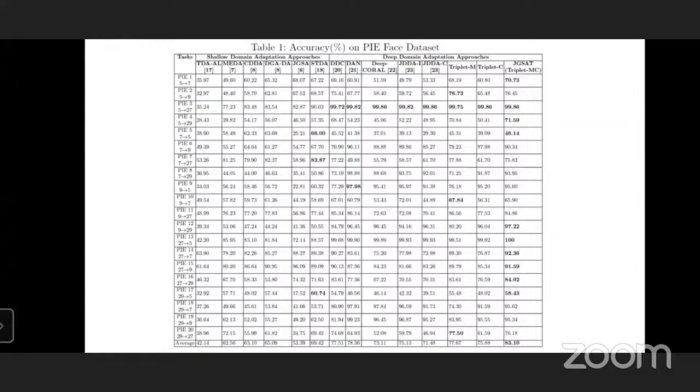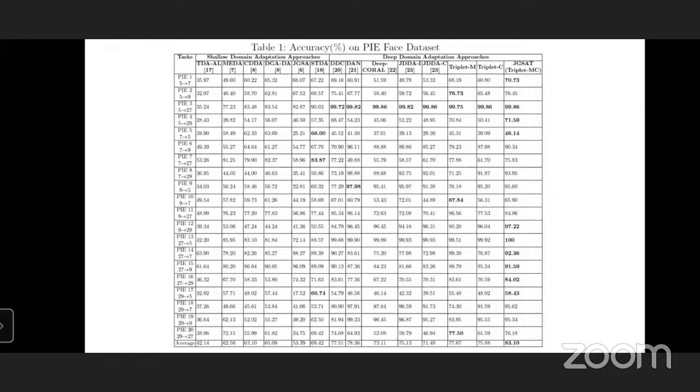So here we are classified into shallow domain values, how these values will be executed, and at the same time domain adaptation, how our values will be executed. So we have mentioned our method with our results. No doubt it will be applicable. In some combinations we get the highest value, in some combinations we get the lowest values.